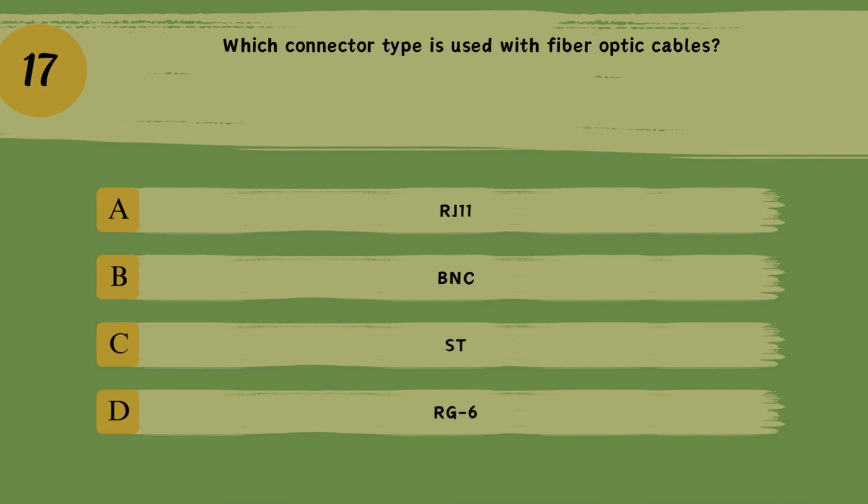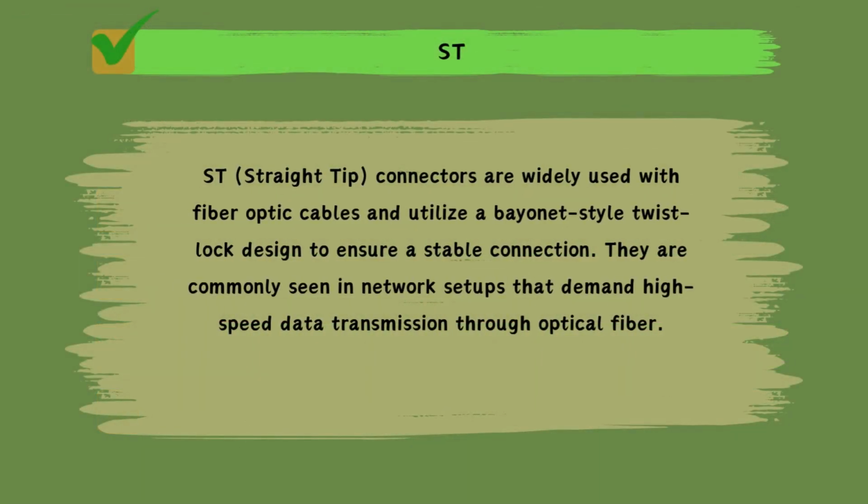Question 17. Which connector type is used with fiber optic cables? A. RJ11. B. BNC. C. ST. D. RG6. Correct answer, C. ST. ST straight-tip connectors are widely used with fiber optic cables and utilize a bayonet-style twist lock design to ensure a stable connection. They are commonly seen in network setups that demand high-speed data transmission through optical fiber.